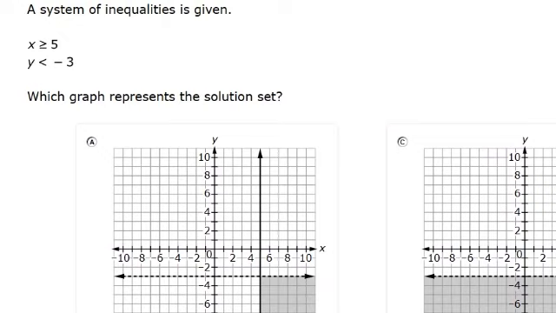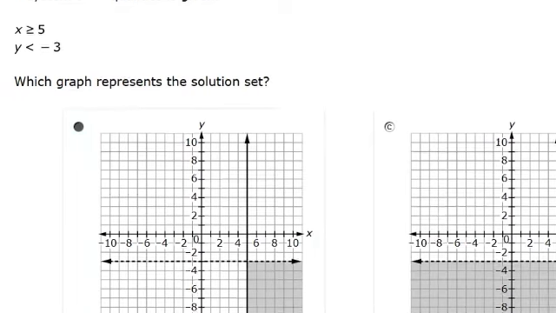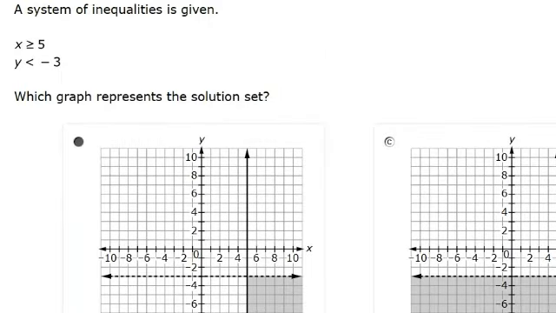X is greater than or equal to 5. Y is less than negative 3. So negative 3, and then x greater than or equal to 5. Yeah, that's it.